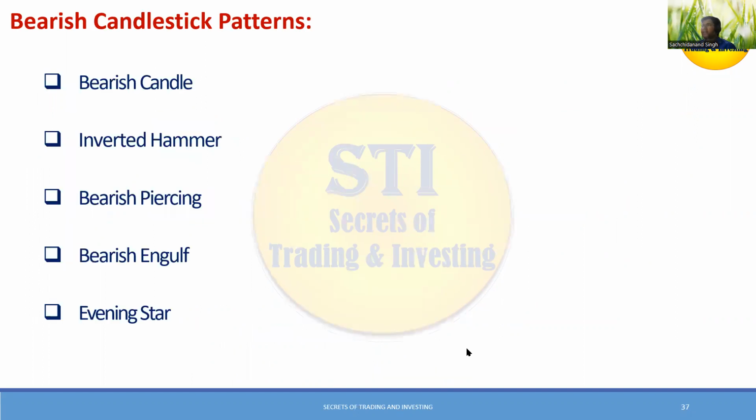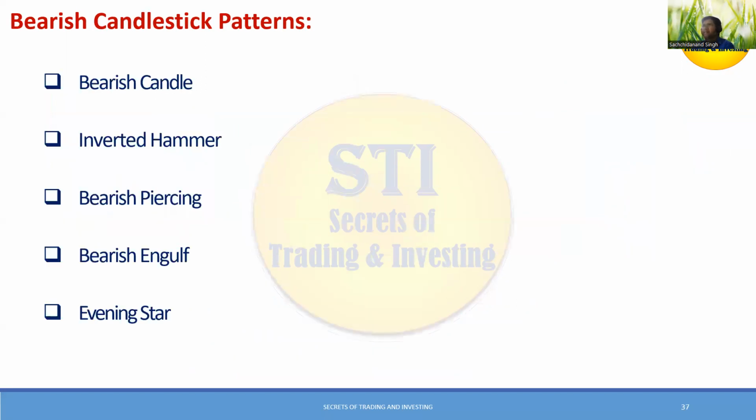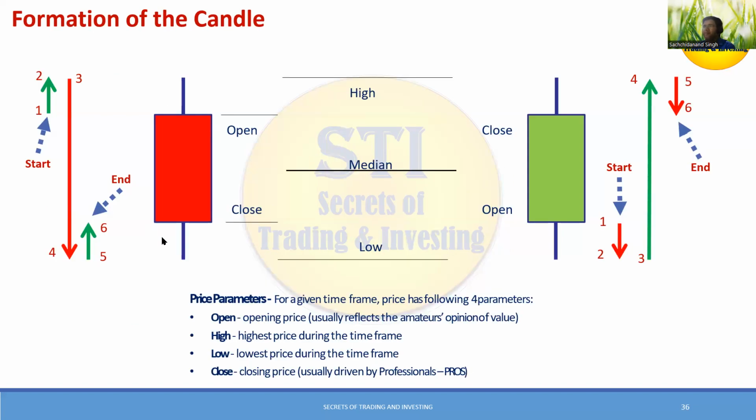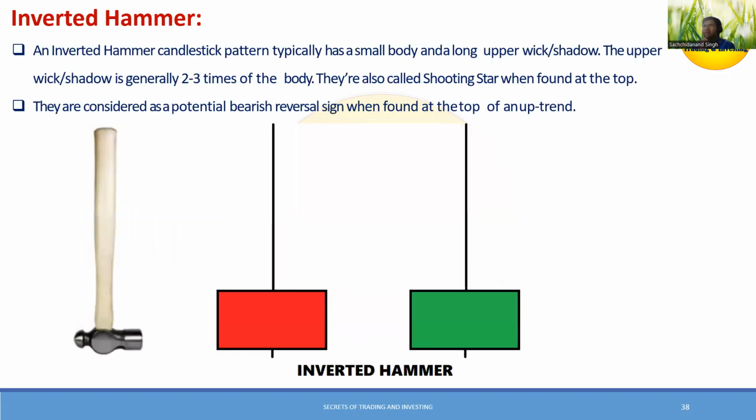Okay, let's move further. Yesterday's session, we covered the bullish candlestick patterns. Today we are starting with the bearish candlestick patterns. One simple bearish candle that we know is any red candle. So we are going to learn the other bearish candle types: inverted hammer, bearish piercing, bearish engulfing, and evening star. To start with, the inverted hammer.